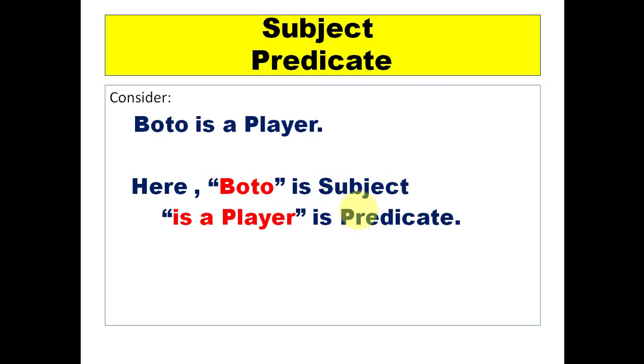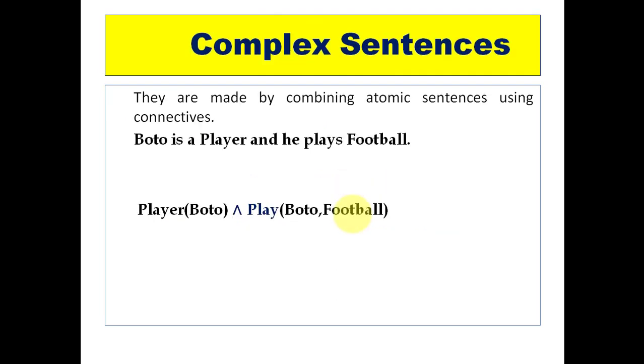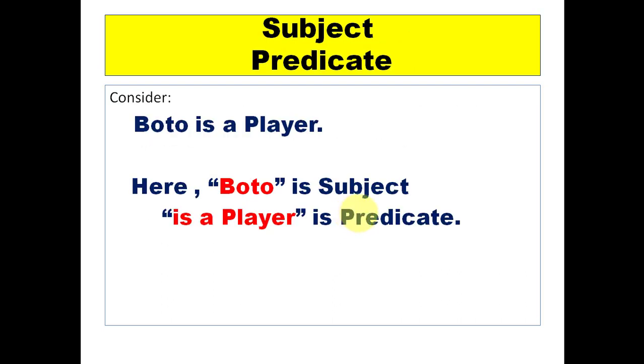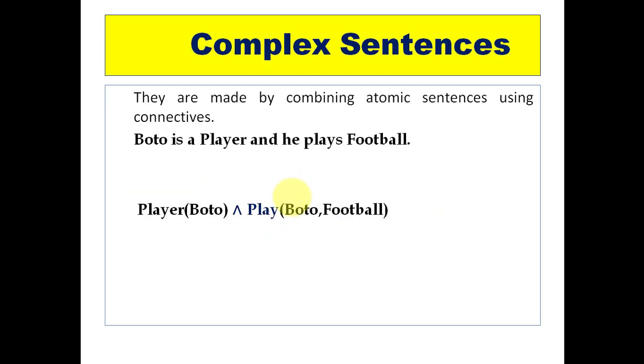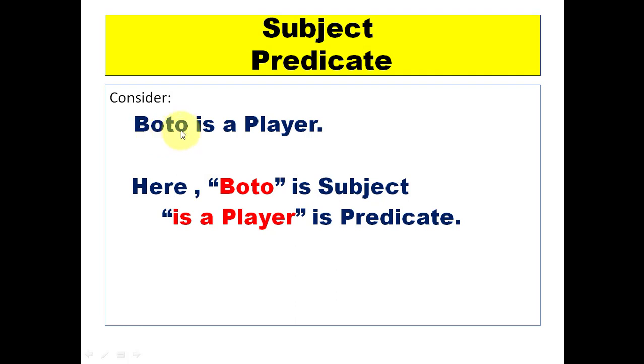Now, as you know, I have introduced this predicate and subject. So let's see with an example again. So subject and predicate. Again, consider the same example. Boto is a player. You notice Boto is a subject and is a player, that is a predicate. Do remember this. And if you get to know how this sentence is being framed in terms of subject and predicate, you can easily answer the same for all the given sentences. Okay. So Boto is a subject, is a player is a predicate.